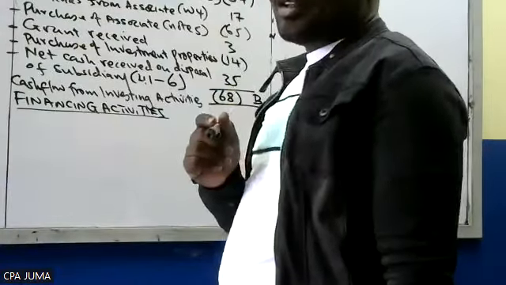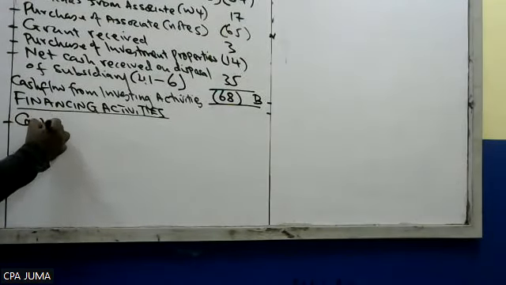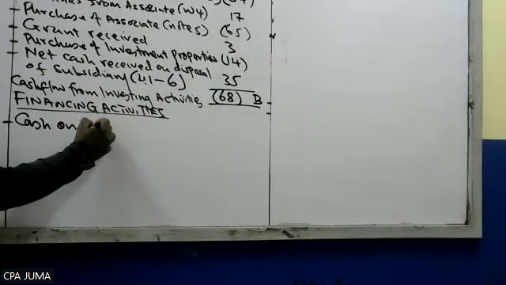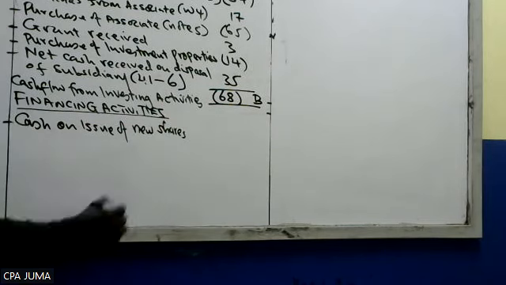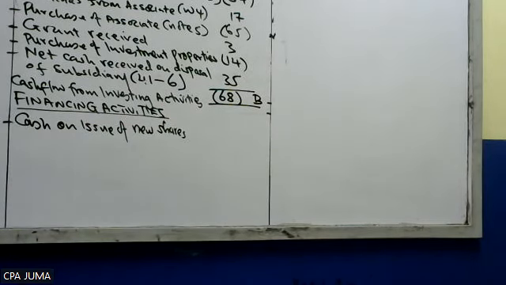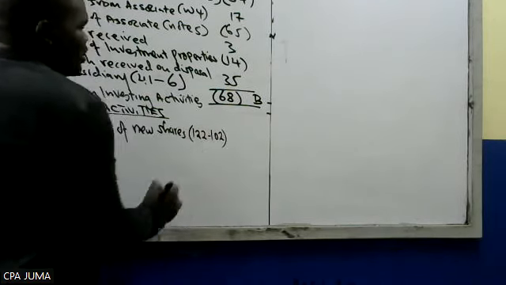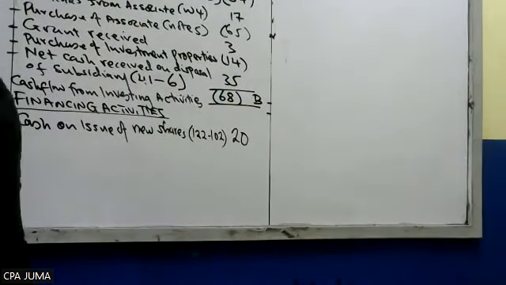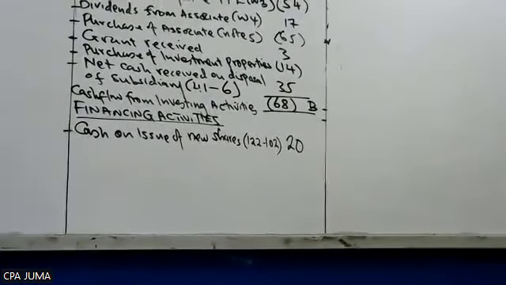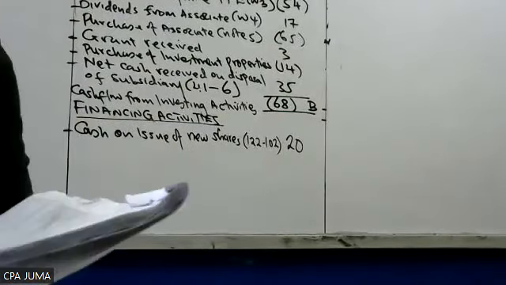So here is your narration: cash received on issue of new shares. So it is 122 minus 102, which is 20. So that is a plus 20. I go to the next item after share capital.